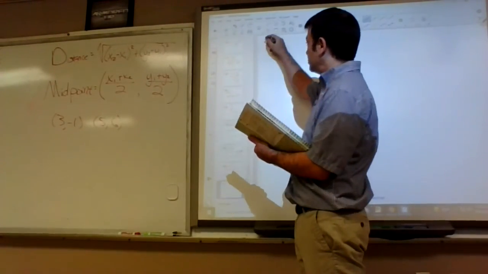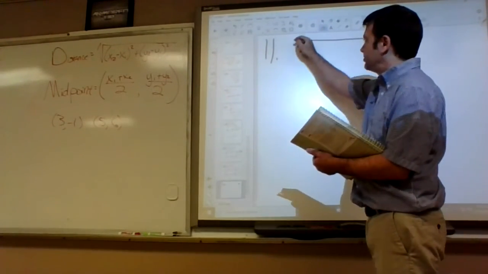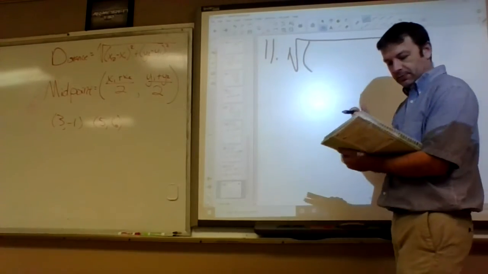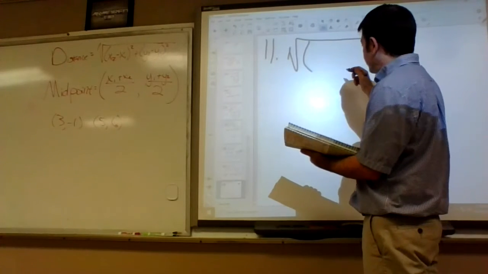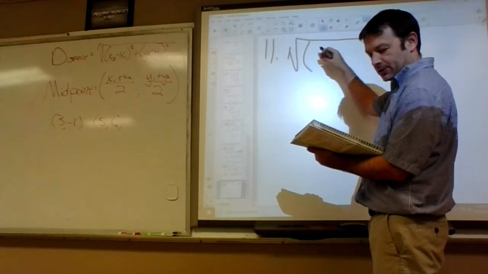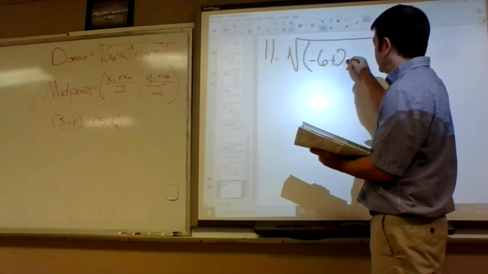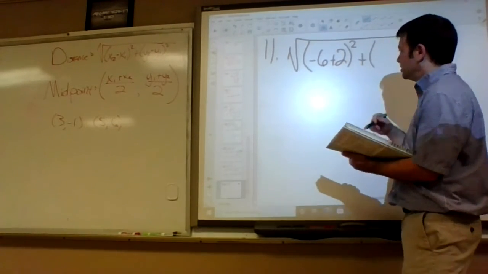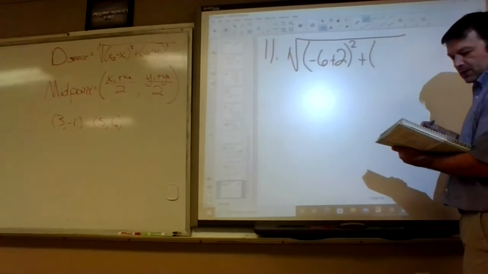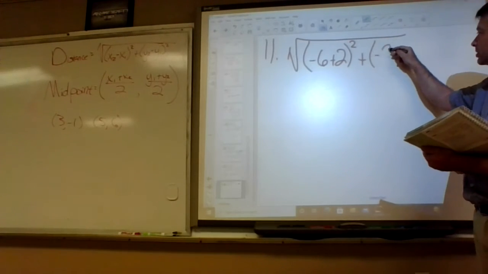Number 11. Almost done. Okay, the distance formula. What should I plug in? Negative 9 plus 1 squared. Yeah, that would be the y's. The order doesn't really matter, but let's do the x's first: negative 6 plus 2. Then negative 9 minus negative 1, which makes it negative 9 plus 1.